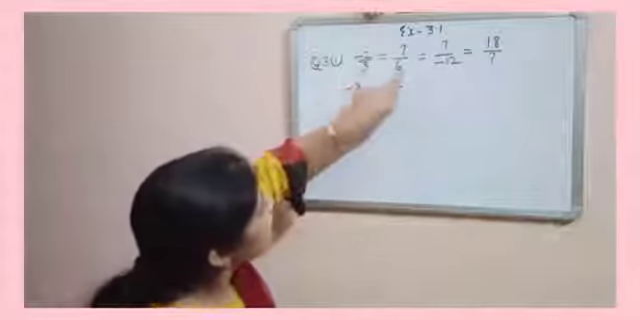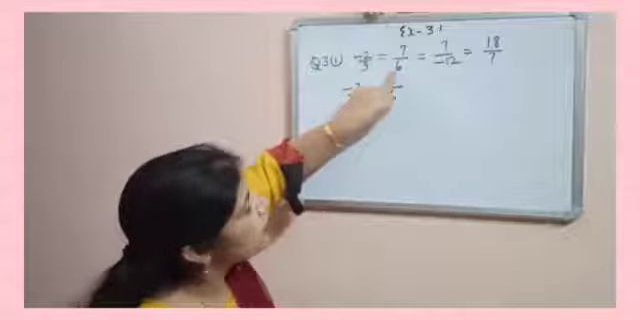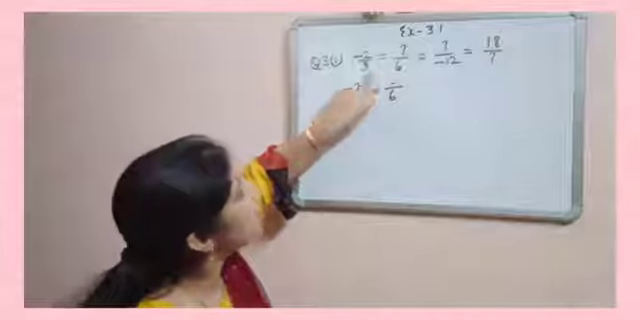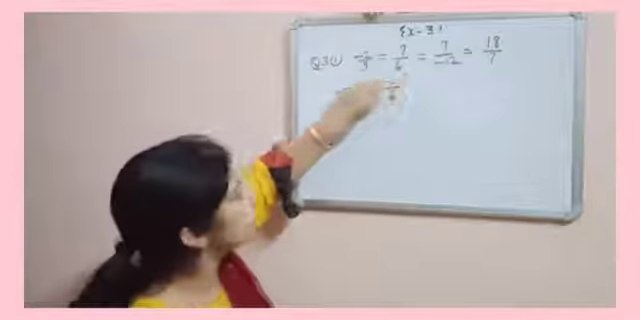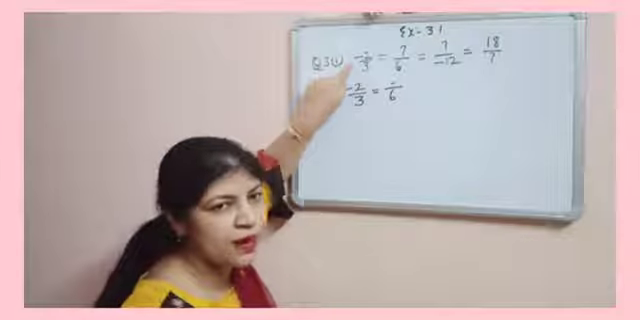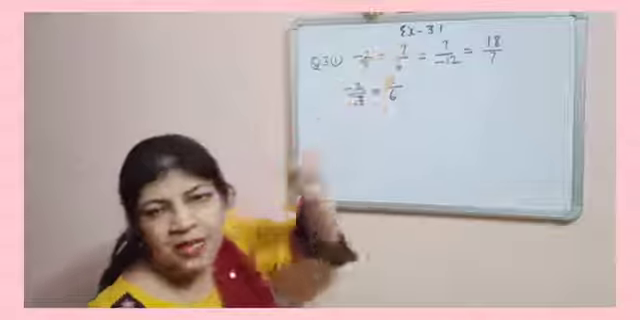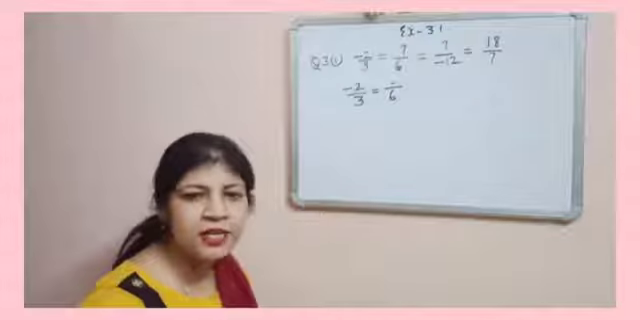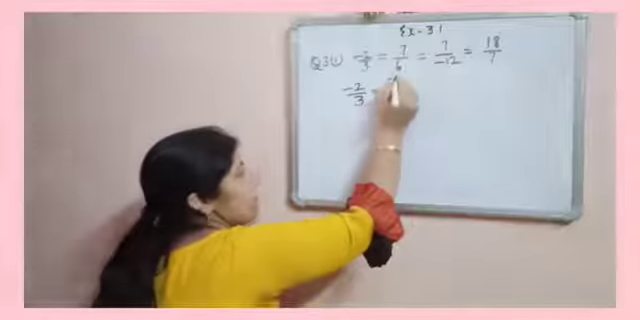You know what is the relation between the denominators? The denominator is a multiple of 2. Means when you multiply 3 by 2, you will get 6. So you have to multiply the numerator as well by 2. Then minus 2 into 2, the answer will be minus 4. You can do it directly. Or you can take it as x.